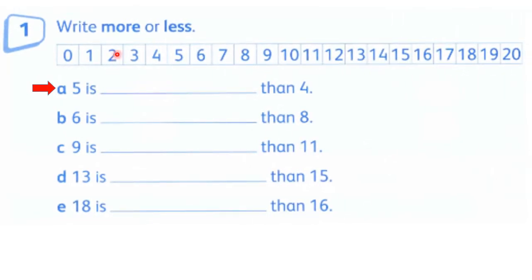Write more or less. A. 5 is more or less than 4. Here we have 4 and 5. So 5 is more or less? Yes, it's more. But how many more? That's right. 1 more. 5 is 1 more than 4.